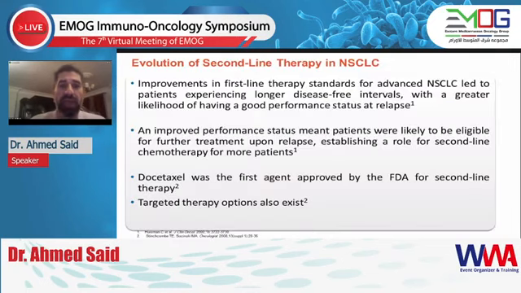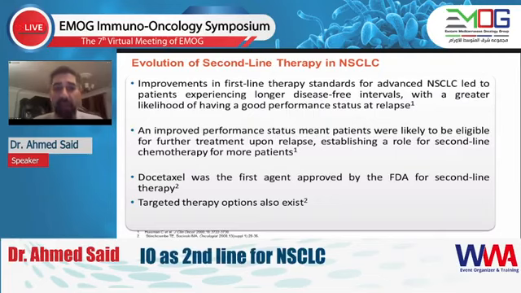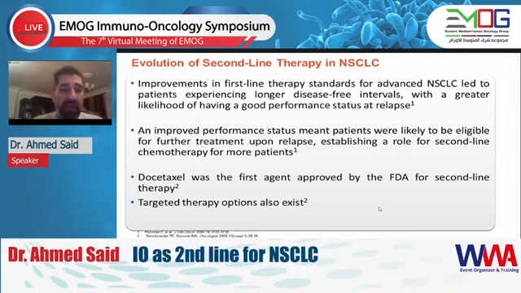So the evolution of second line therapy in non-small cell lung cancer: improvement in the first line setting made patients easily have a longer disease-free survival with likelihood of having a good performance status at relapse. So this improvement means patients will likely benefit from further management upon relapse, establishing the role of second-line chemotherapy for more patients. Docetaxel was the first agent approved by the FDA for second-line therapy, then followed by a targeted therapy option.